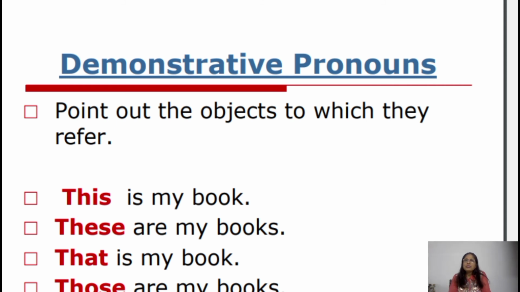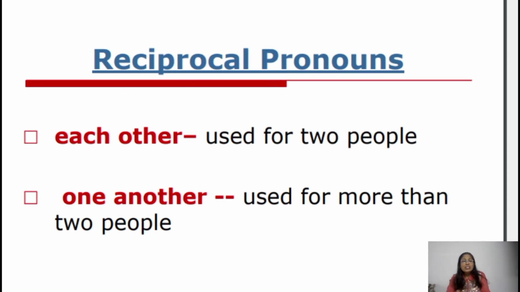We make use of the pronoun this when we are referring to something which is close to us, either in distance or in time. That is used when we refer to something which is far away from us, either in distance or in time. That is my book. Those are my books. Reciprocal pronouns. Examples are each other when we talk about two people. One another is used when we refer to more than two people.